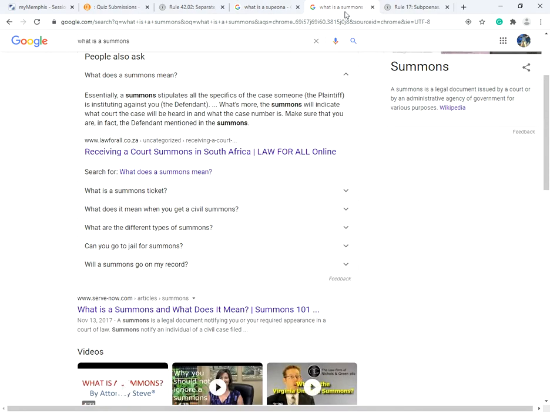And a summons, also from Wikipedia: a summons is a legal document issued by a court or by an administrative agency of government for various purposes. Okay, so that really didn't help me out too much.